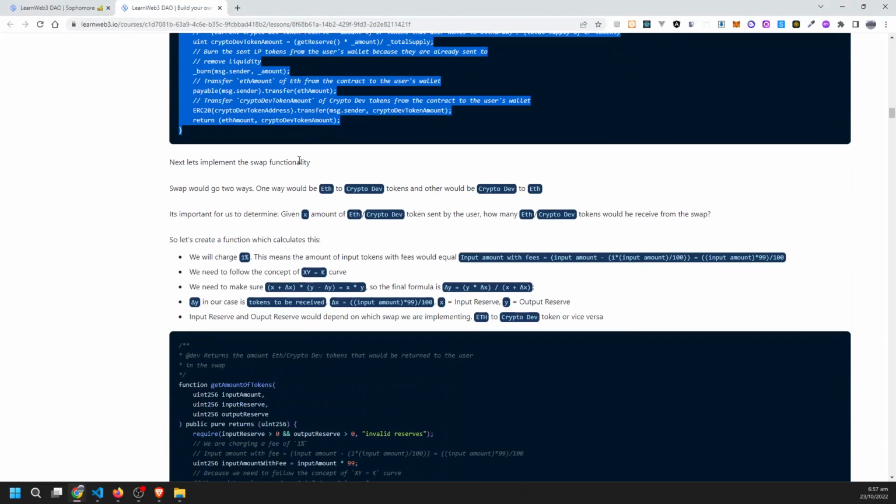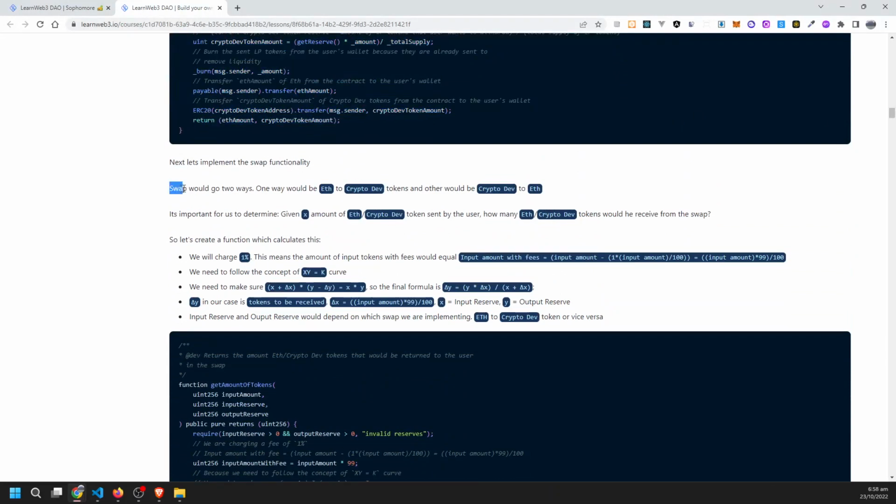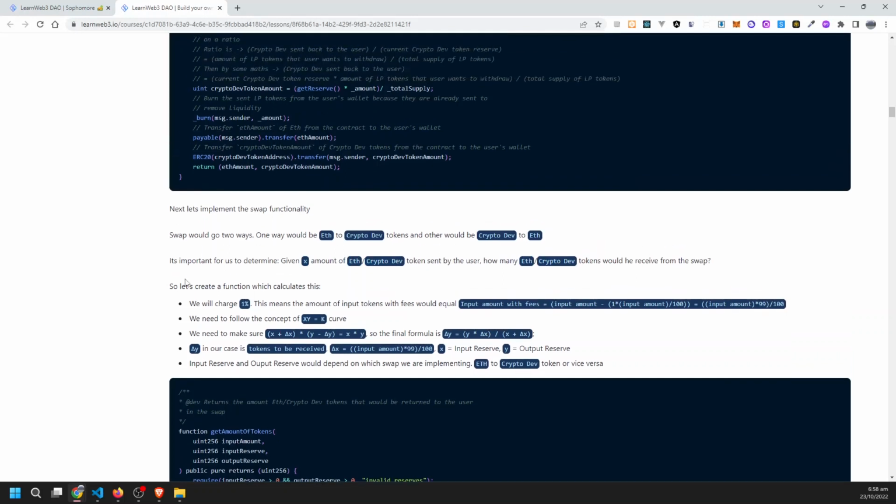Next, let's implement the swap functionality. Swap would go two ways. One way would be ether to crypto dApp token and the other would be crypto dApp to ether. It's important for us to determine, given X amount of ether or crypto dApp tokens sent by the user, how many Ethereum or crypto dApp tokens should be received from the swap. So let's create a function which calculates this.